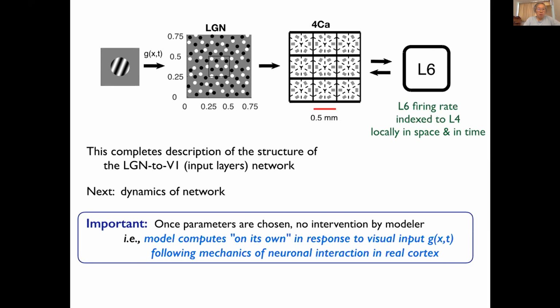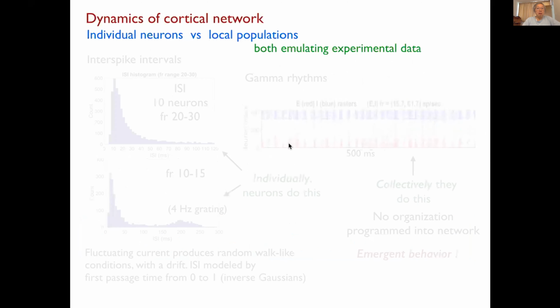Okay. So about dynamics, first I want to talk about the dynamics of individual neurons versus local populations. Every step of the way in the building of this model, we have tried very hard to make sure that everything matches data. So the number of sets of data that are matched, I don't really know. It's many dozens. It's hard to count whether they're the same or different.